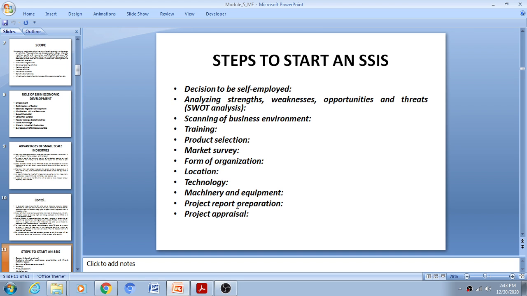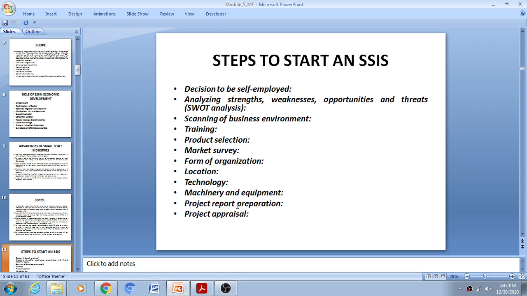If you don't have the required skills to start a small industry, what you could do is undergo training. Training centers are now opened by the governments themselves, and hence it is easier for anyone to go there, get the required training, and then come and start a small industry.